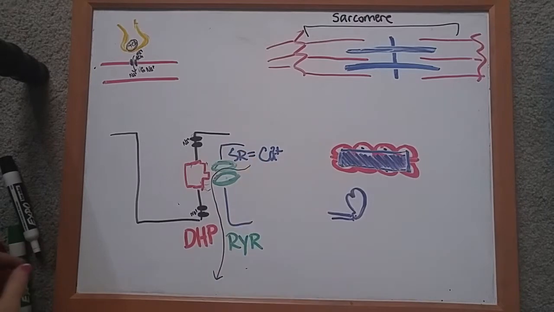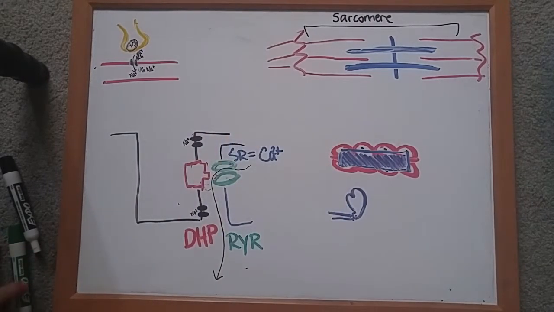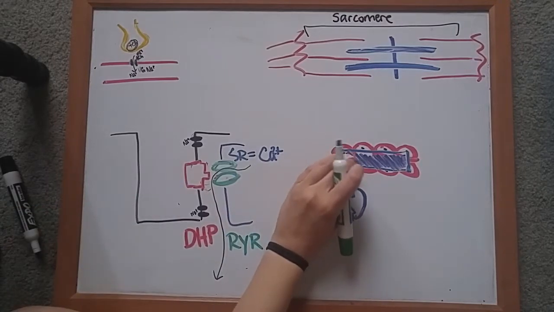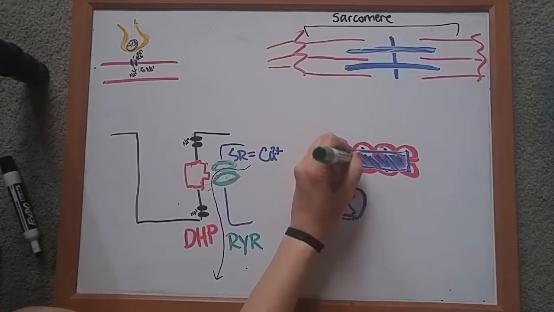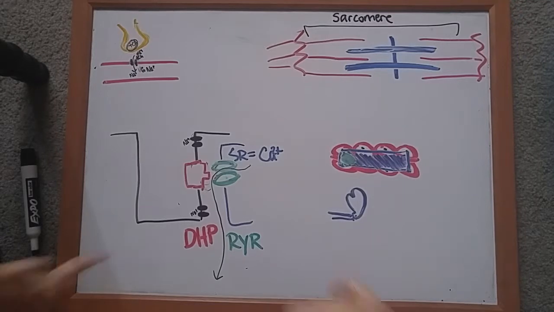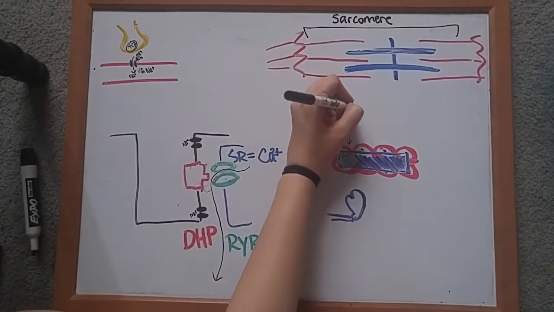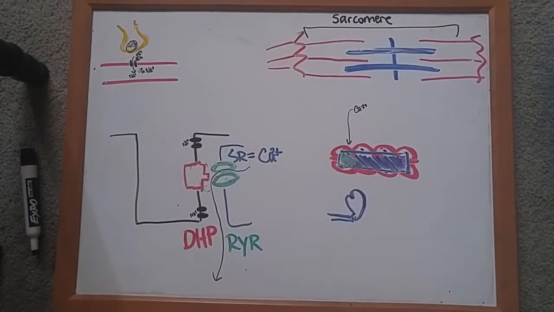So calcium is flowing into the cell, and we have our sarcomeres, and what happens is on tropomyosin, we have a special protein called troponin. And what happens is this troponin loves to bind to calcium. And so this calcium is going to flow out, and it's going to make a beeline straight to that troponin.